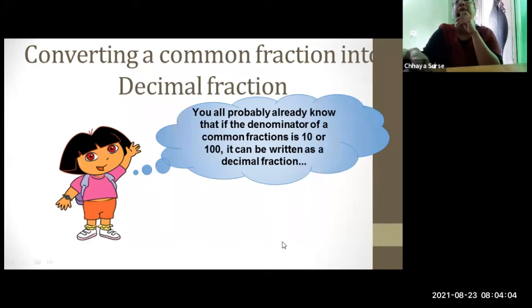You probably already know that a fraction whose denominator is a power of 10 can be converted into a decimal fraction. If the denominator is 10, 100, 1000, 10,000, that means it is a power of 10, then you can convert it into a decimal fraction. Okay.